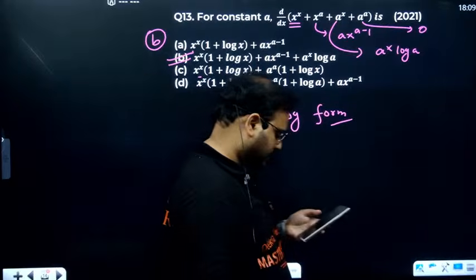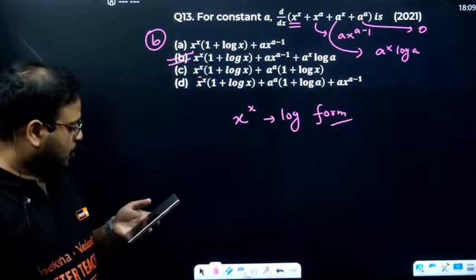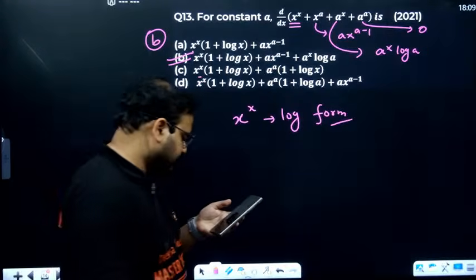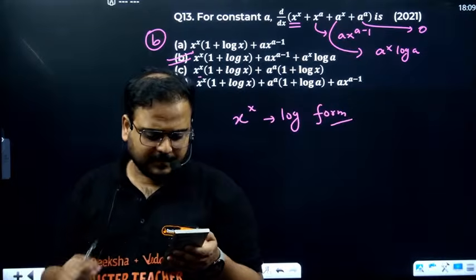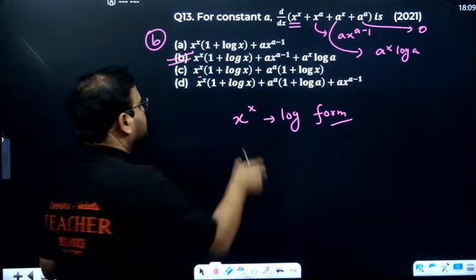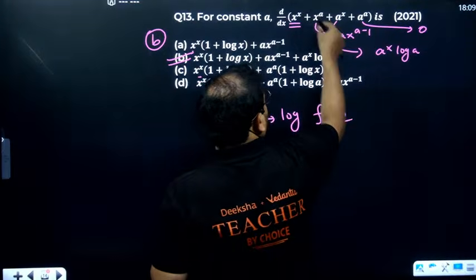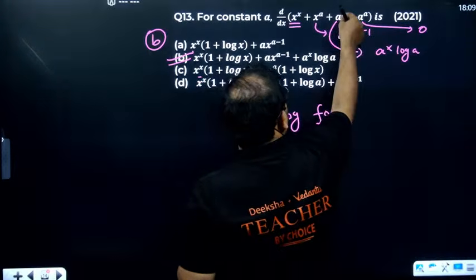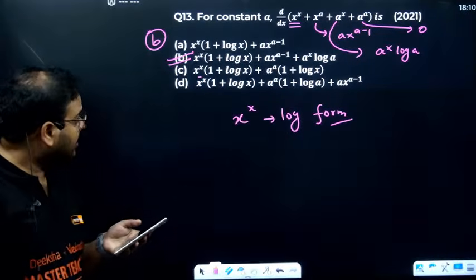Clear? Who gave? So both of your answers are incorrect. Savita and Tanu, please check. Some mistake, right? So don't do this differentiation. You'll have derivative of x power a as simple derivative, a x power a minus 1, and a power x is log a times a power x.